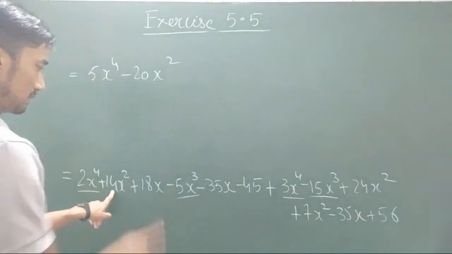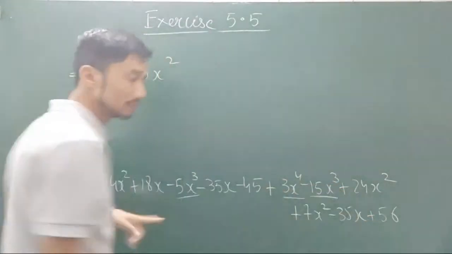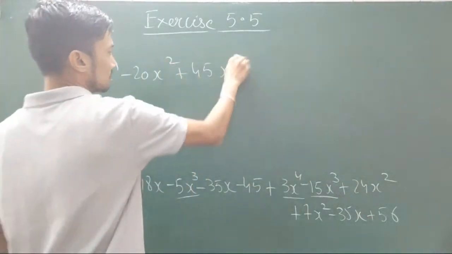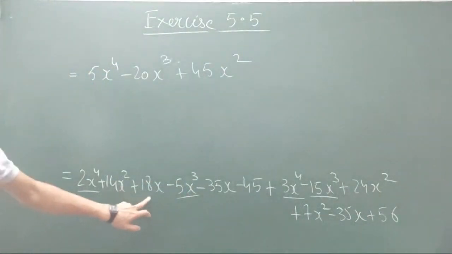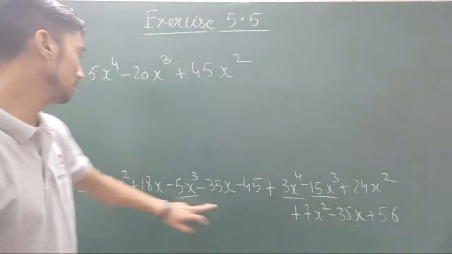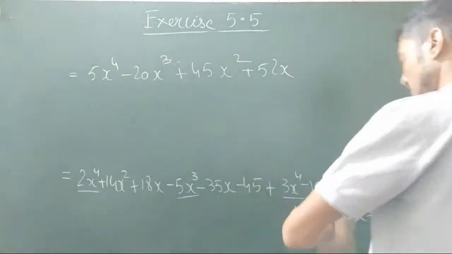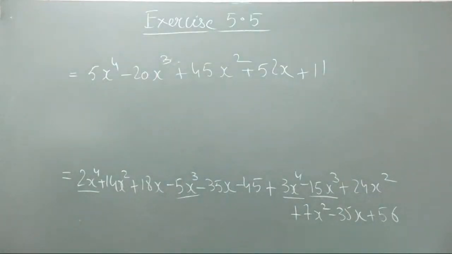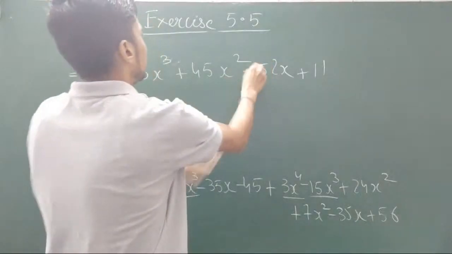Square always causes trouble. 14, 24, 38 plus 7 is 45. So next is x. 17 minus 18, 52. 45, 56, 11. Seven minus.